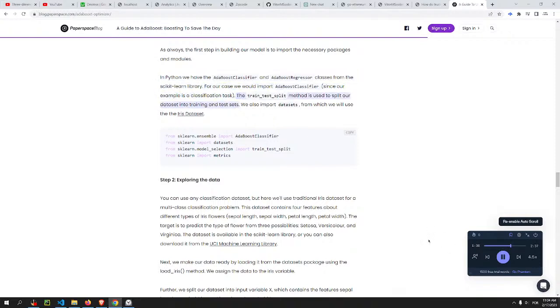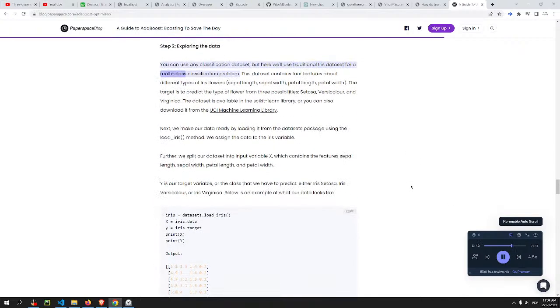The train_test_split method is used to split our dataset into training and test set. We also import datasets, from which we will use the iris dataset. From sklearn.ensemble import AdaBoostClassifier. From sklearn import datasets. You can use any classification dataset, but here we'll use the traditional iris dataset for a multi-class classification problem.